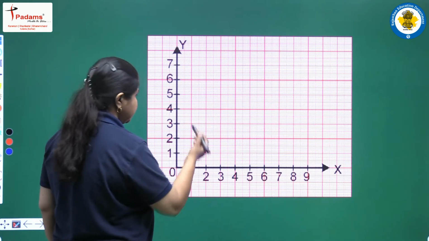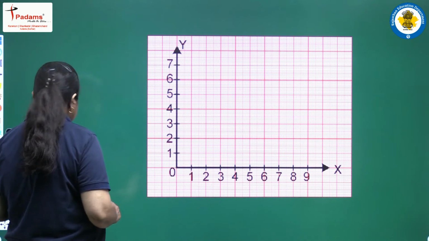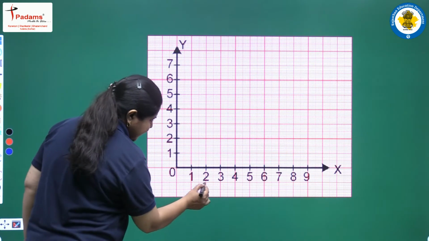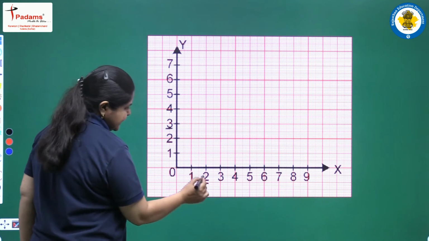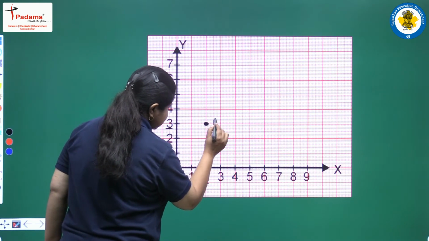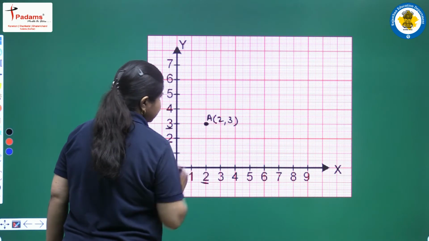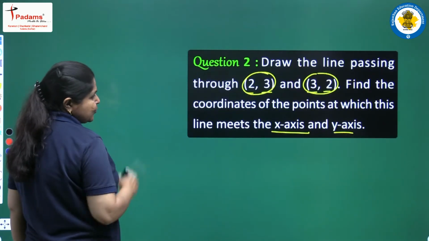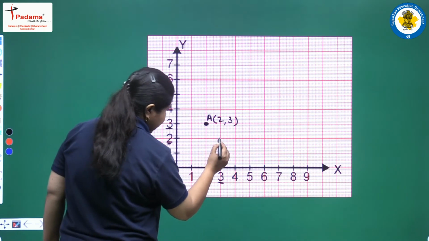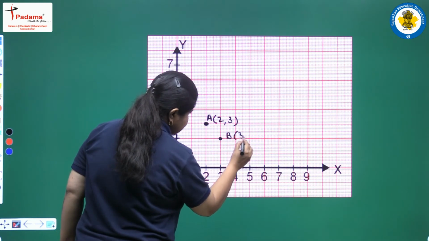We take the graph paper here, we have already drawn the axis and we have written the numbers as well, and now we will mark the point 2, 3, 2 on x axis and 3 on y axis. Move perpendicularly, you will get the point here. This is point 2, 3. We can name it as point A. Then we have 3, 2. So, we take 3 on x axis, 2 on y axis, and then this one will be the point. We name it as B, 3, 2.